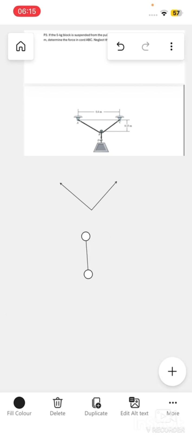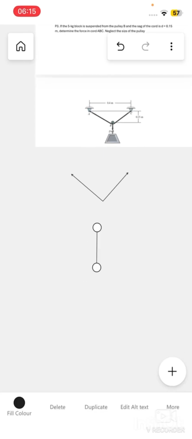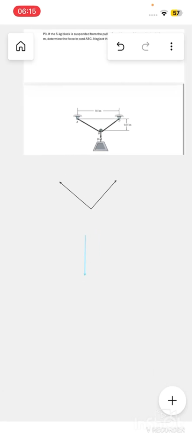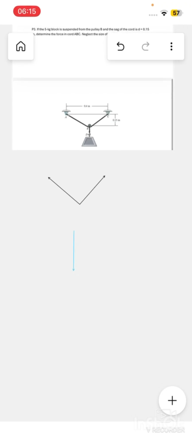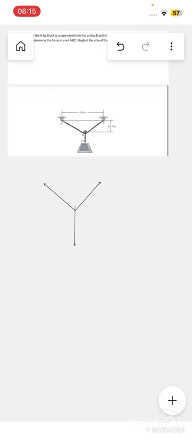This is weight. Weight has to oppose. This is going to be weight. Let's name our forces, guys.